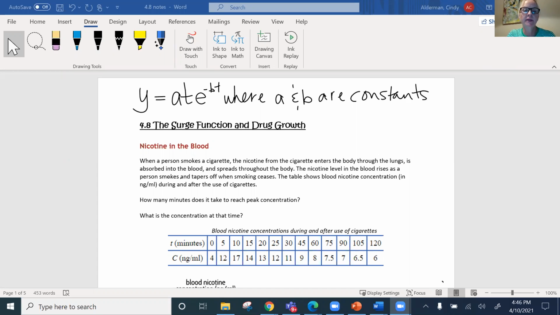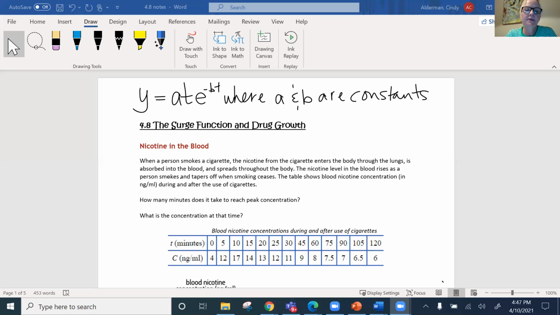This is section 4.8, the surge function and drug growth. Applications of derivatives in medicine happen a lot. We generally use them to find out how people will metabolize medicine in their bloodstream. It's used to predict how much is in their bloodstream at a given time, and then when another dose might be appropriate, how high or how low the concentration of that dose should be.